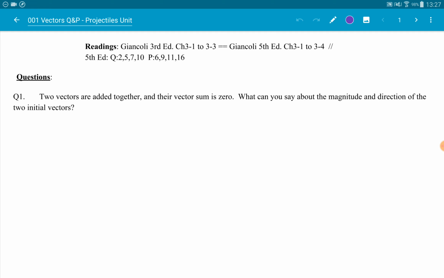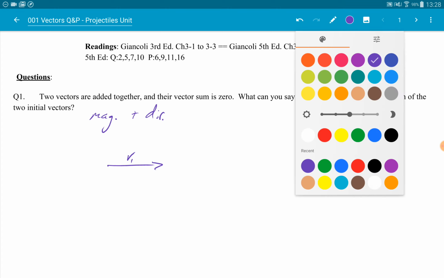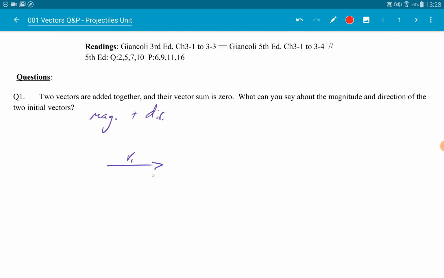Well, we know that vectors have two quantities. They have a magnitude, mag for short, and they have some direction, or dir for short. So I could have a velocity vector that points that way, we'll call that v1. And if I'm adding up to something to be 0, that means something's got to cancel it out, meaning it has to be going in the exact opposite direction for the other vector.